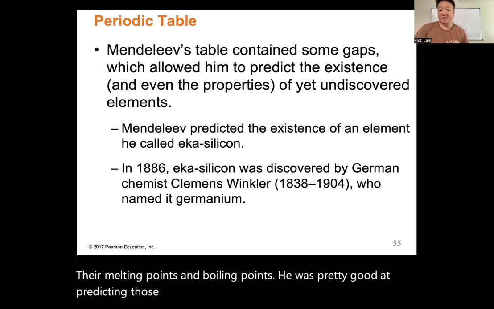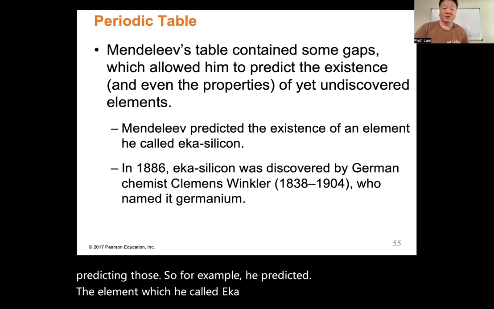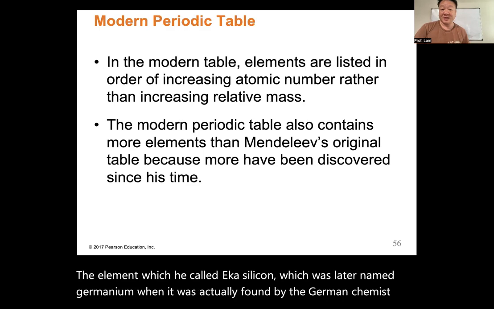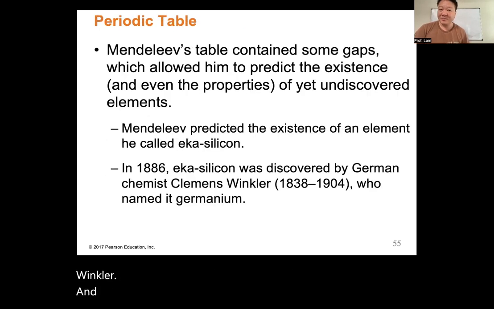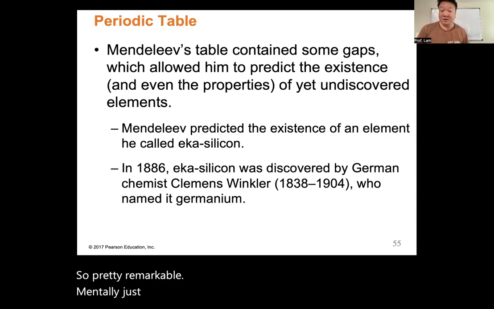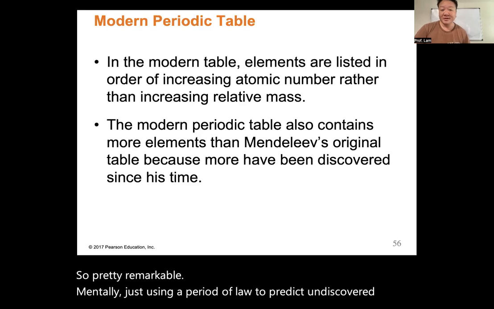So, for example, he predicted the element which he called ecosilicon, which was later named germanium when it was actually found by the German chemist Winkler. And germanium had the properties that Mendeleev predicted. So pretty remarkable, Mendeleev just using the periodic law to predict undiscovered elements.